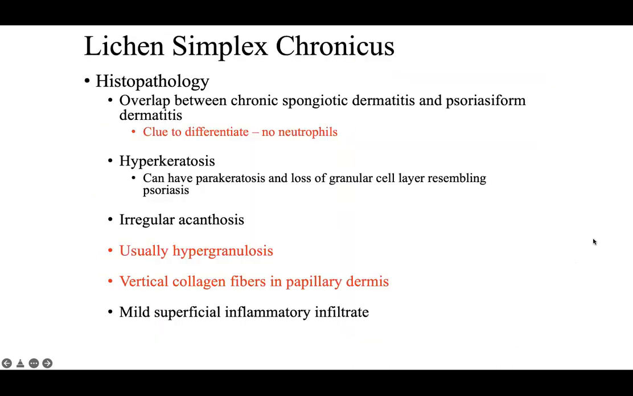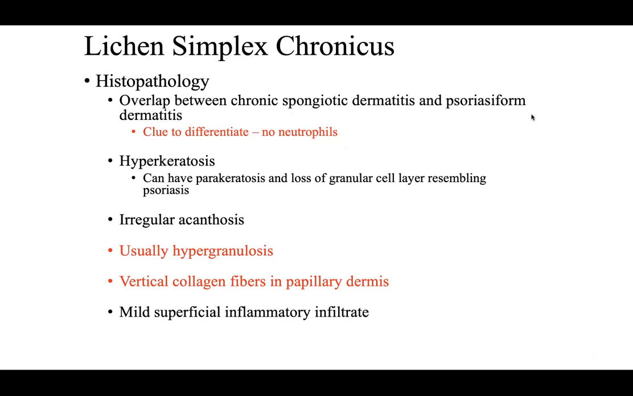On histopath, you're going to see an overlap between chronic spongiotic dermatitis and psoriasiform dermatitis. And psoriasiform dermatitis will be the next lecture that I upload after this. So just to help contrast these two, the clues to differentiate include no neutrophils in spongiotic and chronic spongiotic dermatitis, at least not usually, unless you have some overlying superinfection or overlying acute on chronic wound healing effect from fresh excoriation or an overlying fungal infection or something like that. You're usually not going to see neutrophils in mature chronic spongiotic dermatitis or Lichen simplex chronicus.